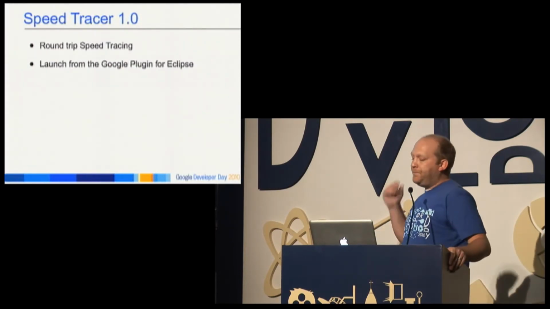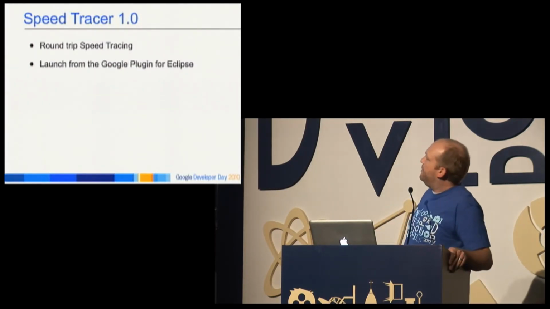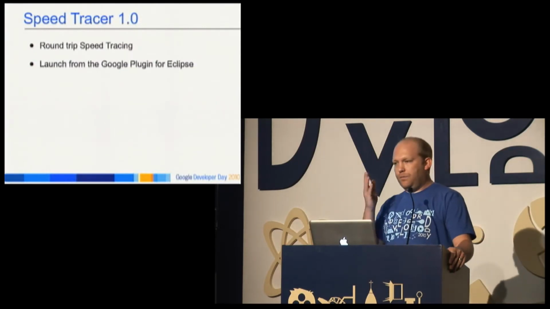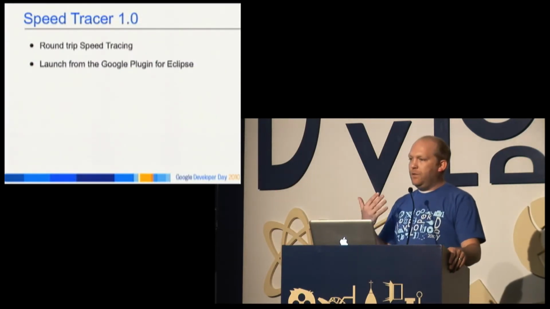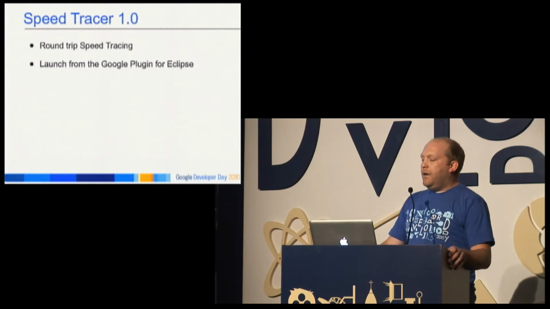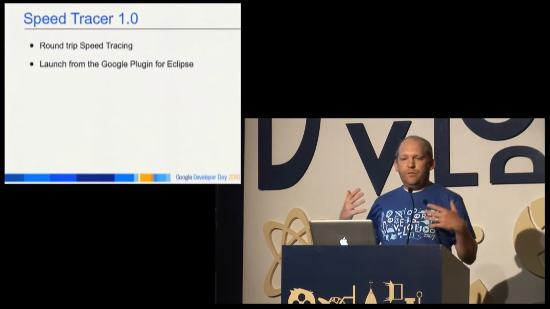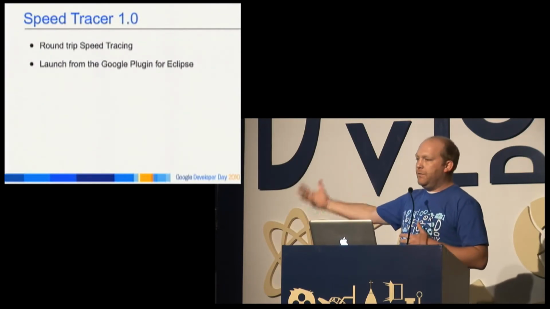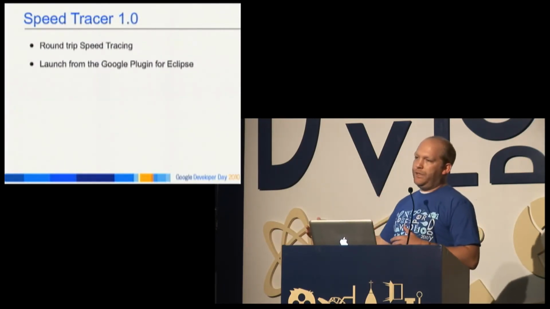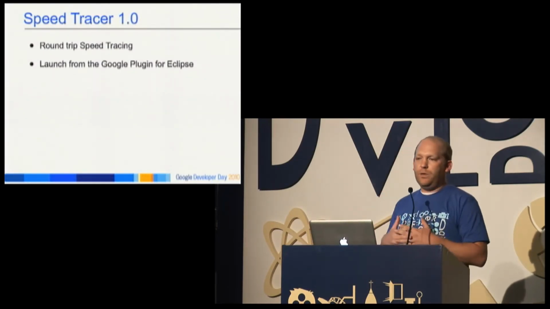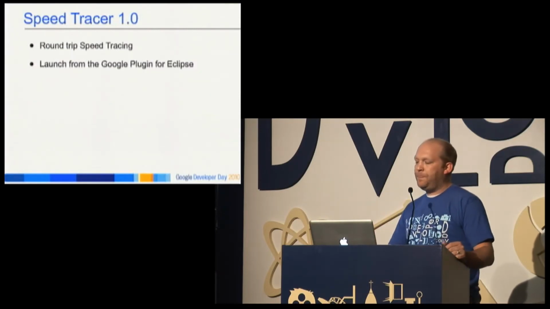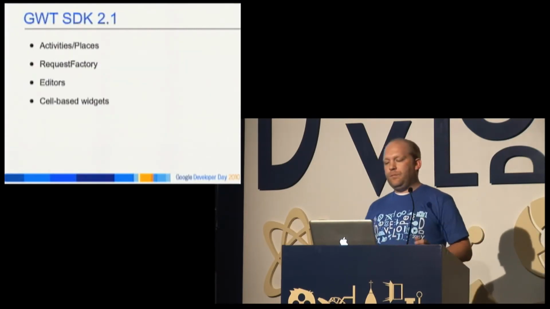Speed Tracer 1.0, I talked briefly about this, but you can do round-trip speed tracing, so client to backend, seeing holistically a view of your application. Another minor update with the UI, you can launch it from the Google plugin for Eclipse. So there's a notion of just integrating products, not just us integrating with Speed Tracer or us integrating with Spring and VMware, but us integrating our own products as well, just to give you a seamless experience. But let's get to the goods.